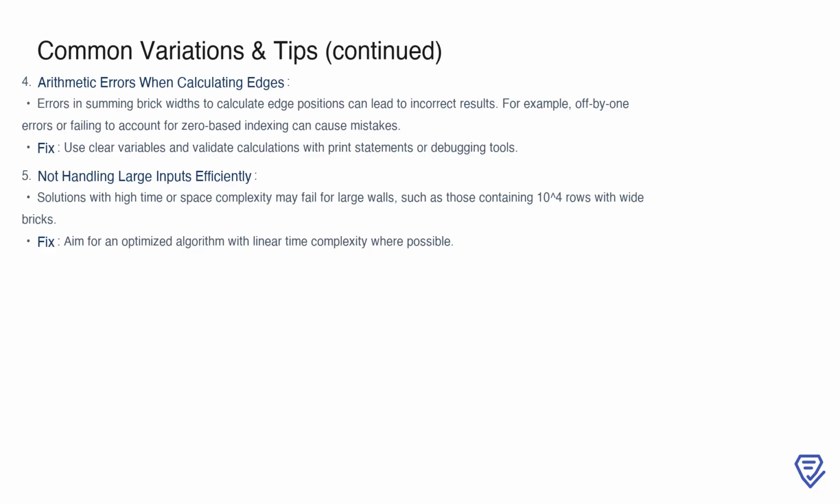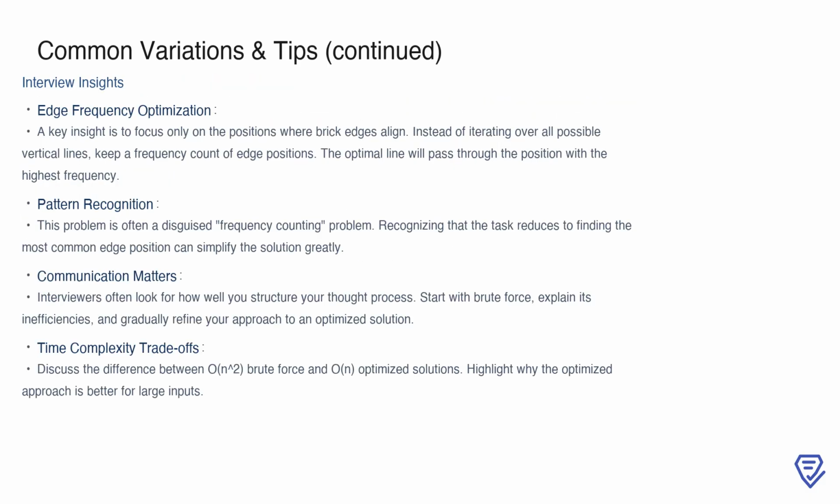Now, let's discuss some helpful interview insights for this problem. One key optimization is to focus on the positions where brick edges align. Instead of iterating over every possible vertical line, you can use a frequency count of edge positions. The best position for the vertical line will correspond to the edge position with the highest frequency. This reduces the problem to a frequency counting task, which simplifies the solution significantly.